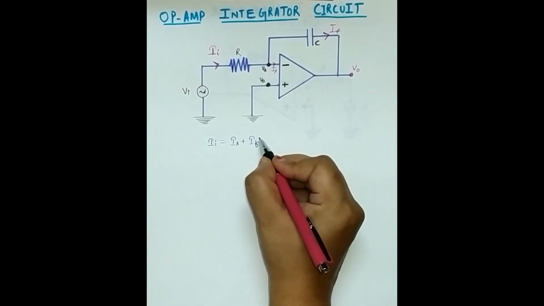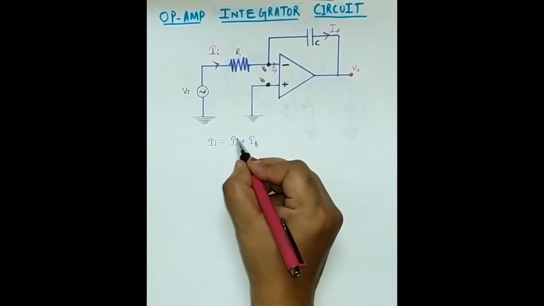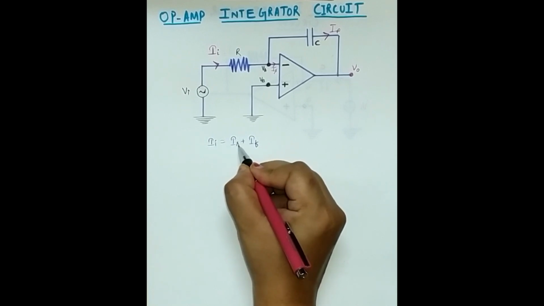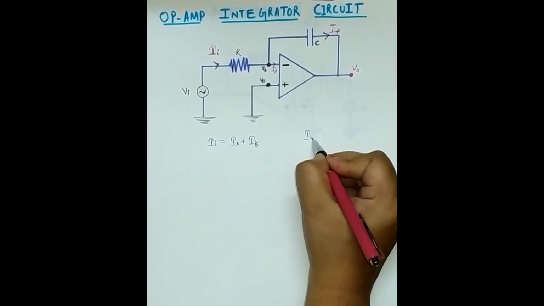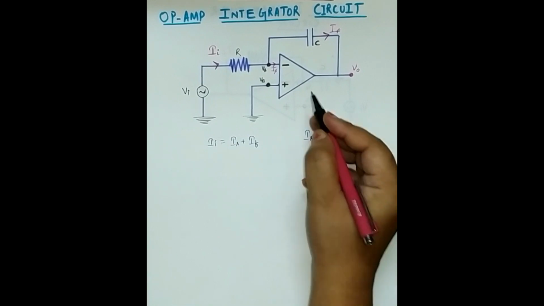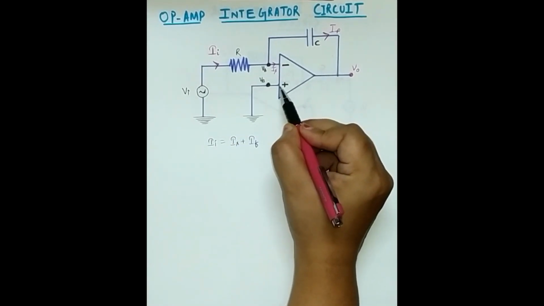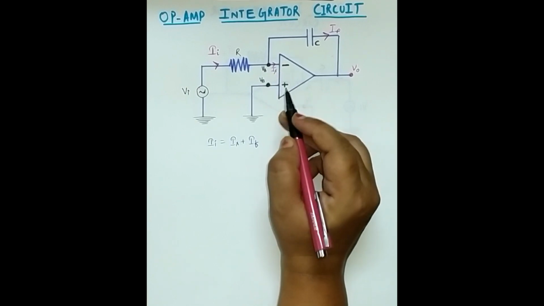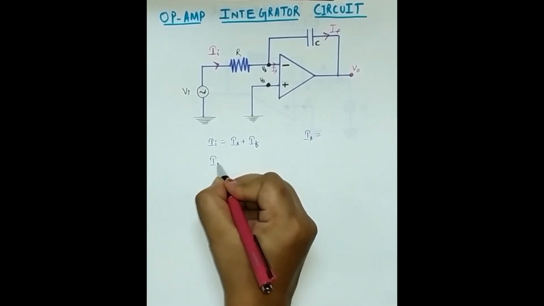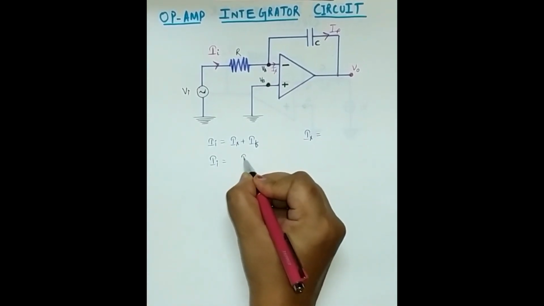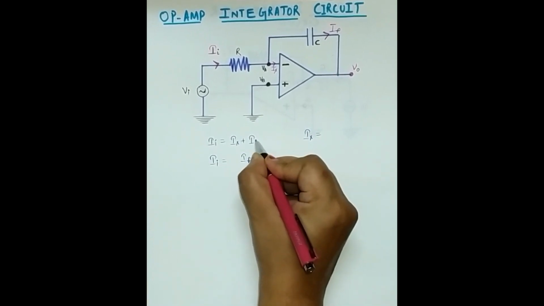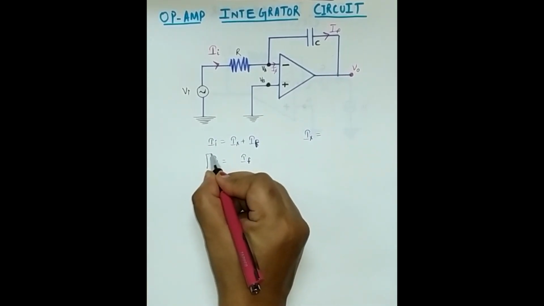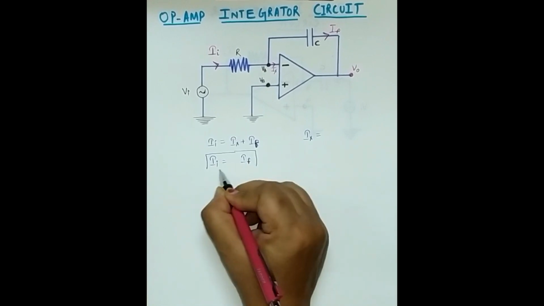But what is the change? Ix equals 0. Why will Ix be 0? Because in an ideal op-amp, the input impedance is very high, so this current is equal to 0. So II will be equal to IF. Let us make this equation number 1.